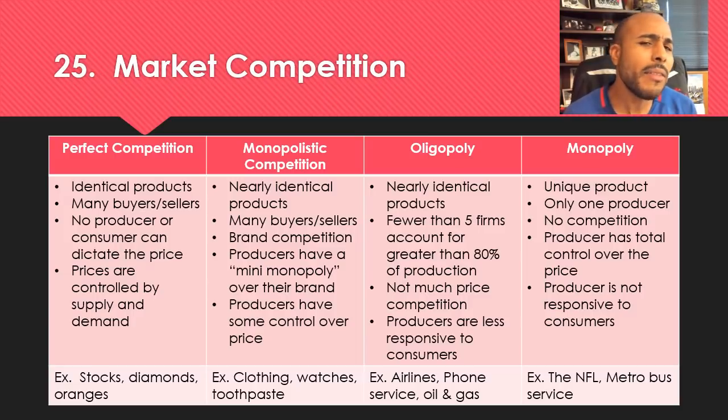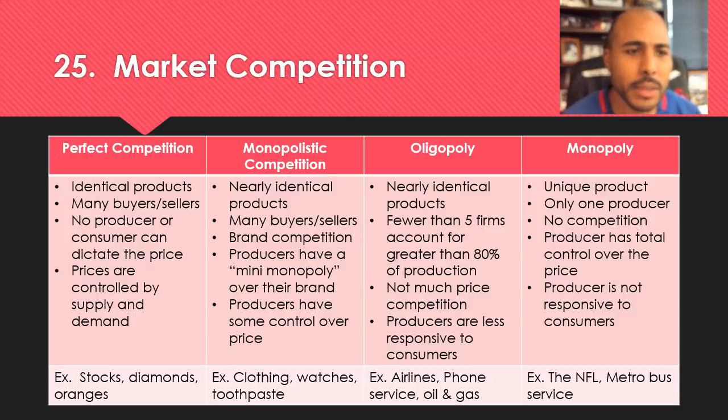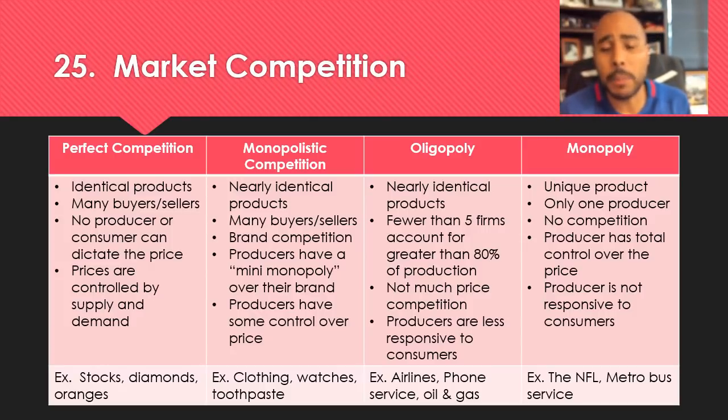So that means that Levi's has some control over their price because they're the only one who's allowed to make Levi's. So some examples of things that exist in monopolistic competition would be clothing or watches or toothpaste, pretty much anything where there are many different similar types of that thing, but they all have different brand names. Now, next up is oligopoly.